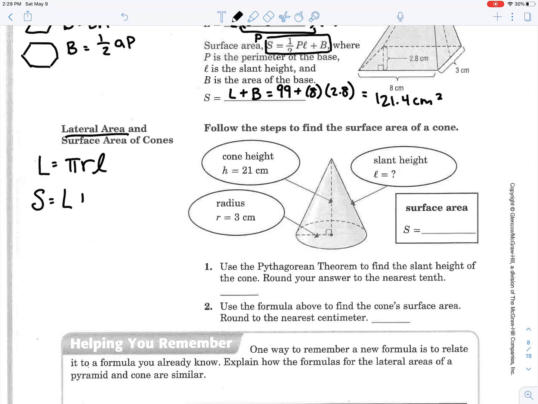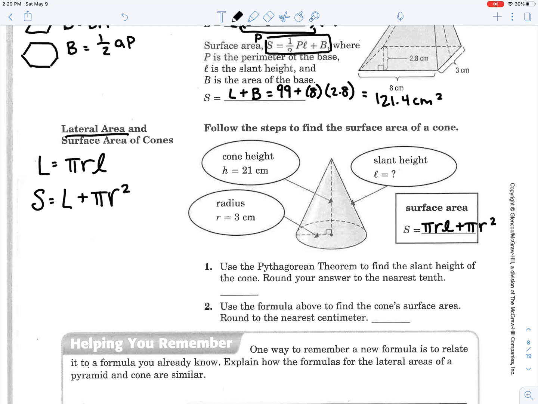Surface area would be the lateral area plus the area of the base. Well, in this case, instead of having 2 pi r squared, we only have pi r squared because we only have one base. We have one circle, not two. So our surface area formula is going to be the lateral area, pi r times the slant height, plus pi r squared.